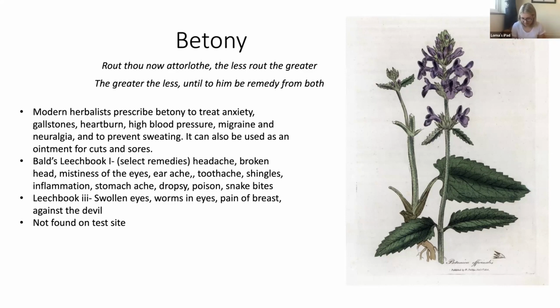Interestingly, because it's a Mediterranean herb, it's not found on any of our test sites. But again, this might be the absence of evidence thing. Sometimes we don't find the more Mediterranean stuff, but that might be because they are being grown in maybe monastic environments in proper herb gardens and not just ones that are found at the side of the road. Okay, next slide, please.